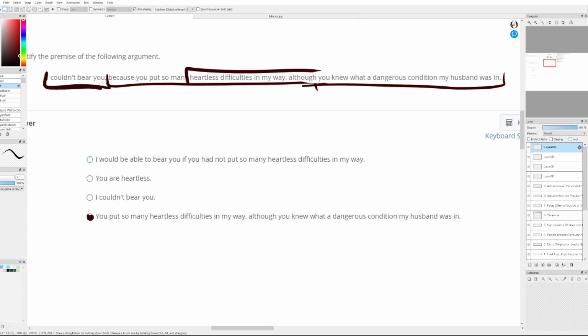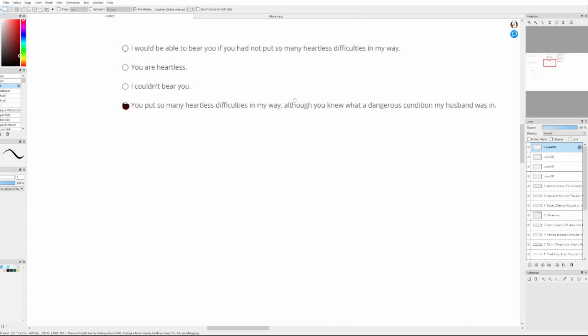The "I couldn't bear you," this is like the "if" or "because you put this many heartless difficulties in my way, even though you knew this, then I couldn't bear you," basically. Even though those words aren't technically in there, you can kind of think about it from this causes this.